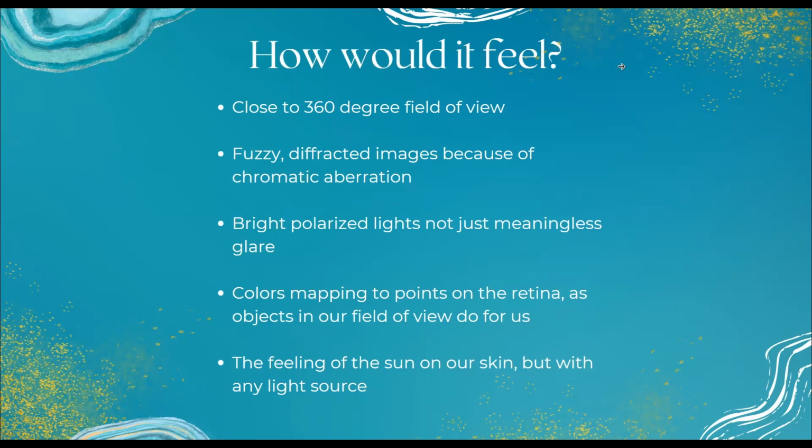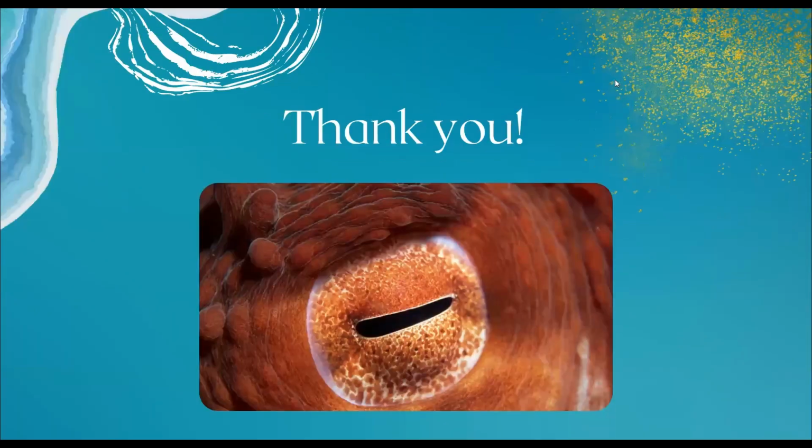Different colors would map to particular locations on the retina, like objects in our field of view would for us. This idea of color being perceived as locations in the visual field is probably the hardest aspect to visualize for me. As to the photosensitive skin, I'd imagine it to feel like the warmth of sunlight on our human skin, but with more granularity. That concludes the presentation.